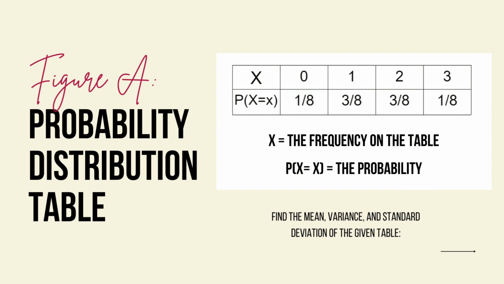Sure, my students. It is a probability distribution table where the x represents the frequency on the table and how often a probability can show. On the other hand, the P of x equals x represents the probability of the given.